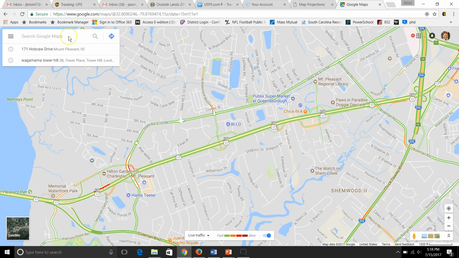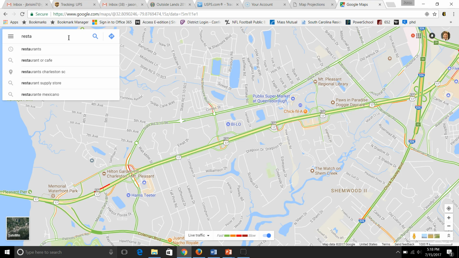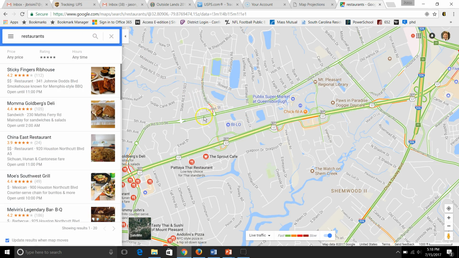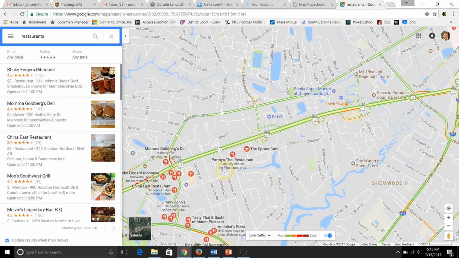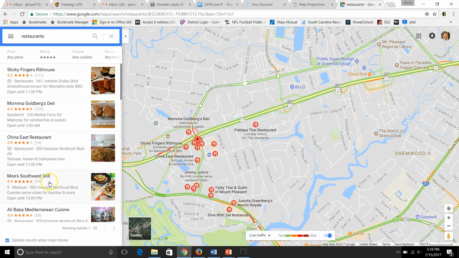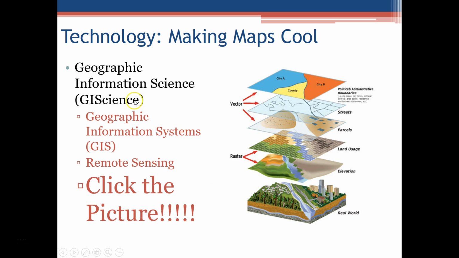So let's say you wanted to go look at restaurants. So boom, another layer. See how I just added another layer? And so that is GIS. Ooh, Mo's, love Mo's. So anyway, that is all part of geographic information systems. Okay, you guys got that?